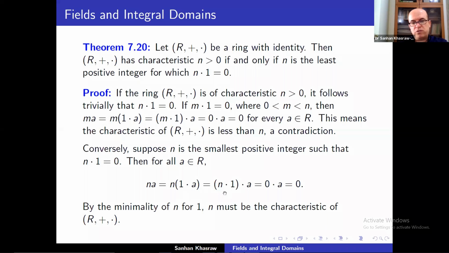So by associativity, this is equal to (n times 1) times a. And we have, by the hypothesis, n times 1 is equal to 0. So 0 times a is equal to 0. And n, as I said, is the smallest positive integer. So by the minimality of n for 1, then n must be the characteristic of R.